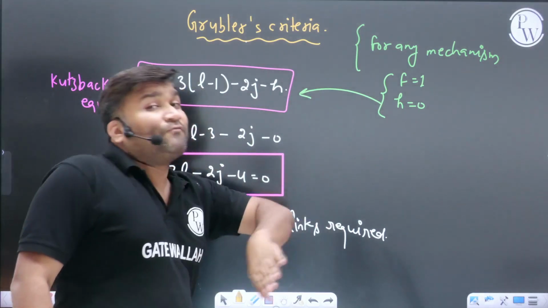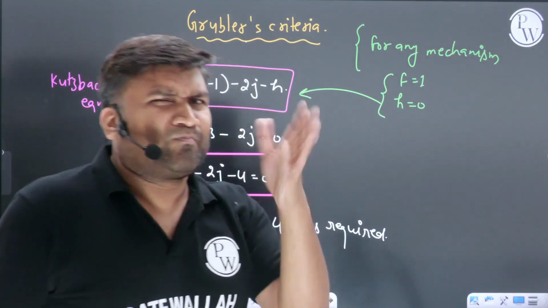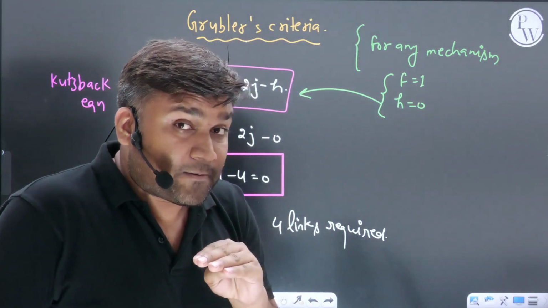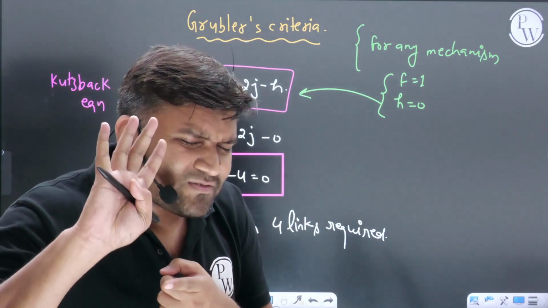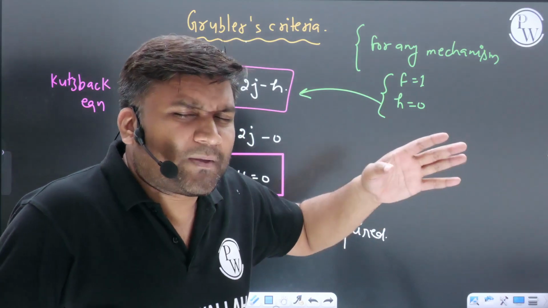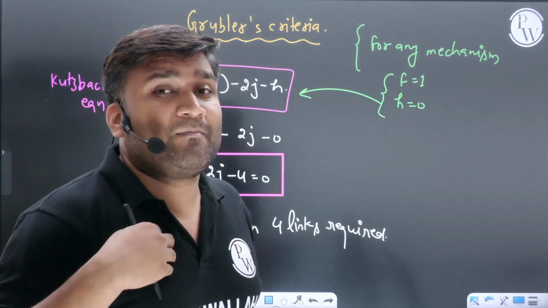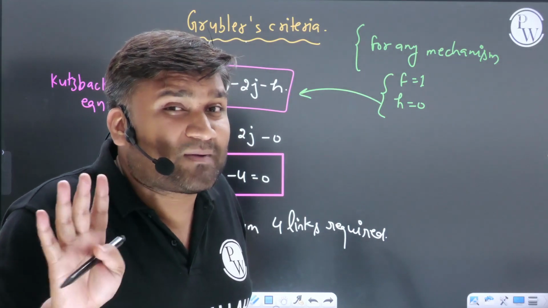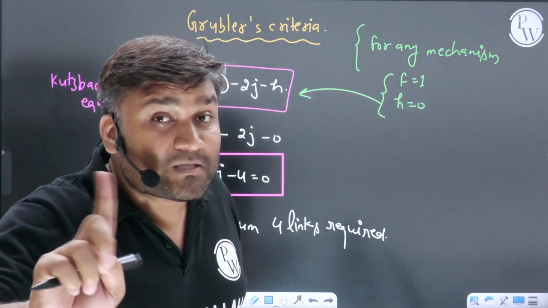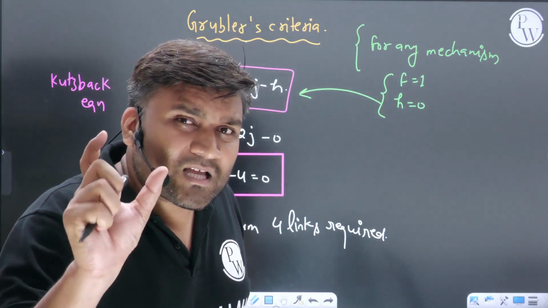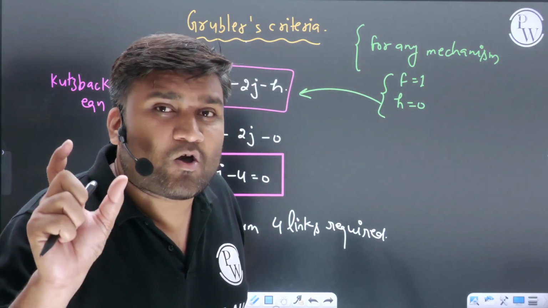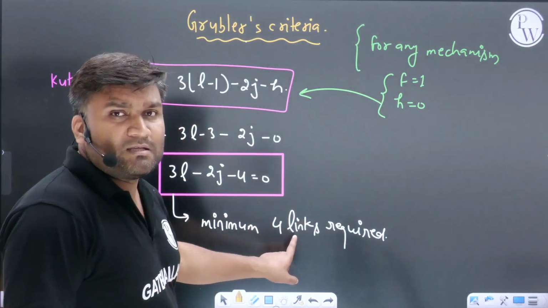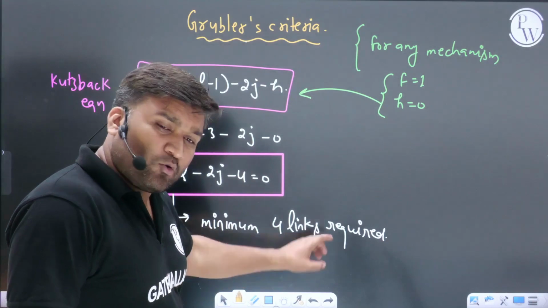If you use more than 4 links, maybe somebody says, sir, I have used 6 links with some lower pairs, no higher pair, and my mechanism is also giving me degree of freedom 1. What do we call it? You will call it a complex mechanism or compound mechanism, not simple. Simple mechanism is the one having only 4 links and 4 lower pairs.